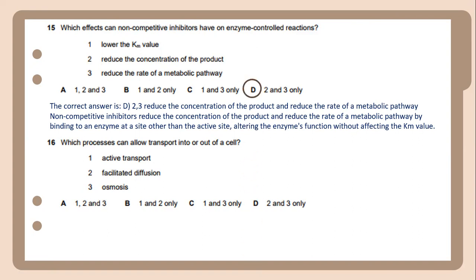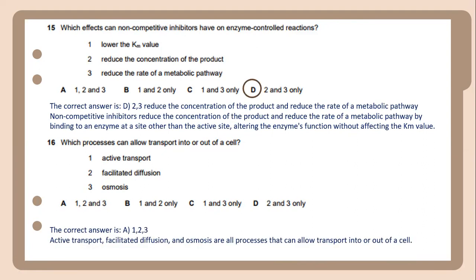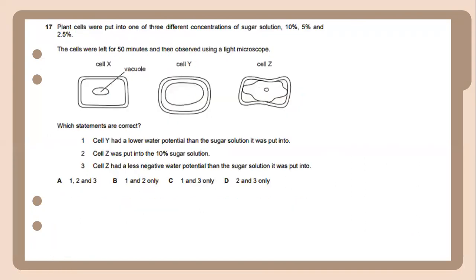Which processes can allow transport into or out of the cells? The answer will be active transport, facilitated diffusion, and osmosis. These are the processes that can allow transport into or out of the cells.